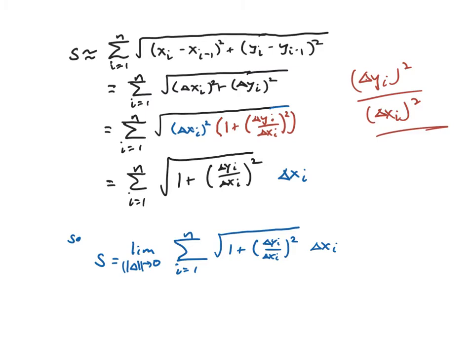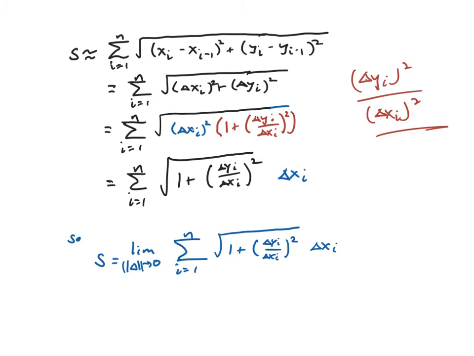So that would end up simplifying to be the sum as I goes from 1 to n of the square root of 1 plus that delta y sub I over delta x sub I, that thing squared, times delta x sub I. Now, here's the next part on this.